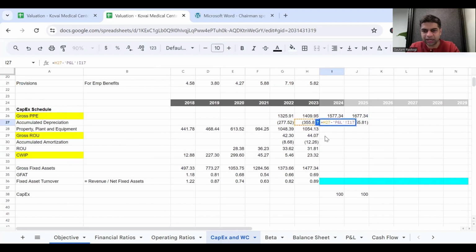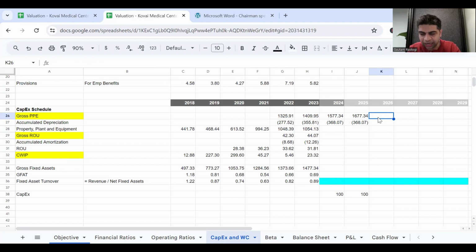One thing more, I will also add accumulated amortization to make my life simpler. So my accumulated depreciation would constitute both accumulated depreciation and amortization. I could be modeling it separately, but accumulated amortization is a very small number, and I don't want to spend time modeling that small line item. So as far as possible, guys, just try to make your life simple. Let me add this item.